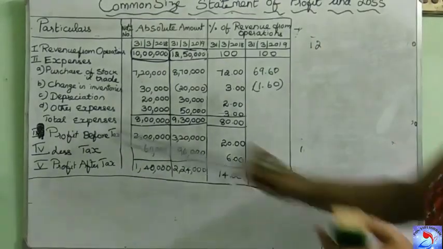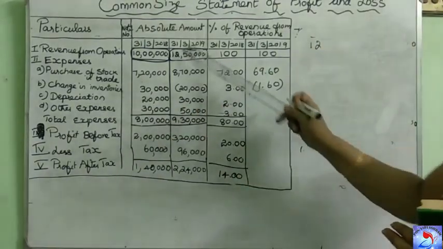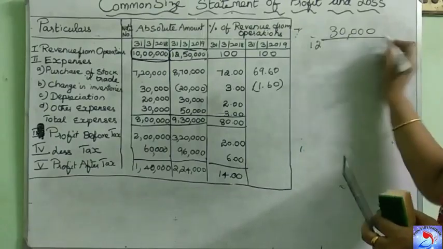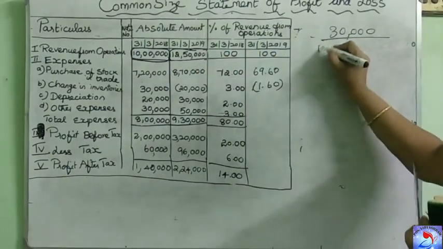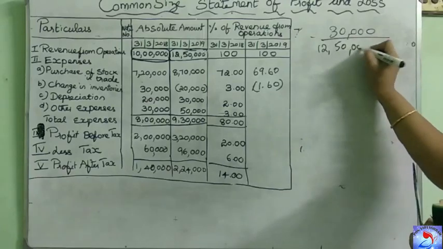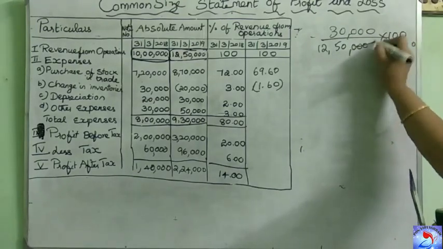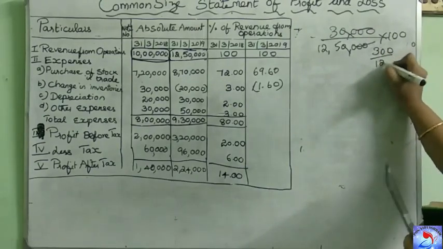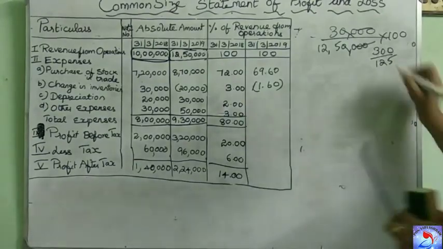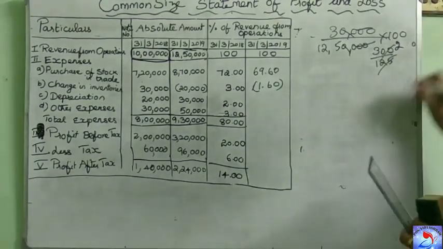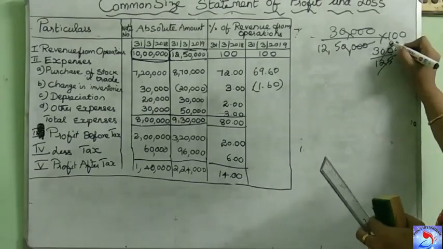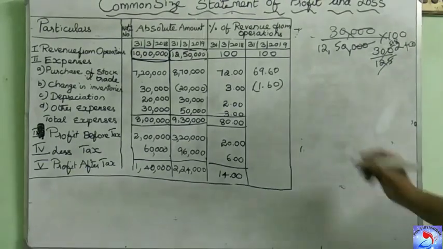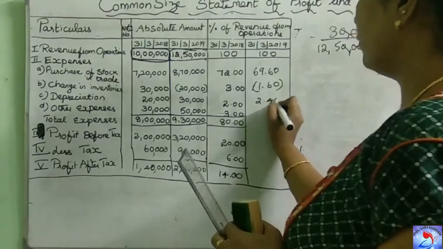So likewise do it for depreciation also. Depreciation for 2019, what is the amount? The amount is 30,000. The base amount for 2019 is 12,50,000, that is your revenue from operations, into 100. So 300 divided by 125, you will get 2.40. So your answer will be 2.40.